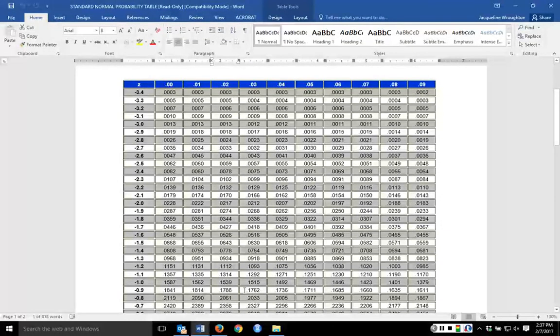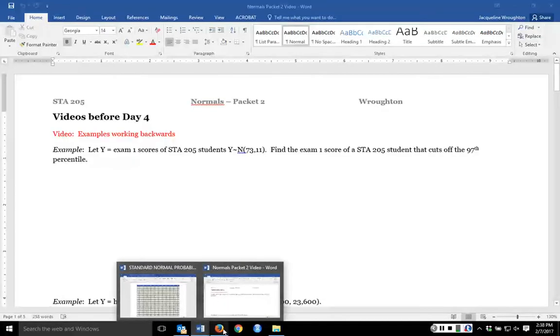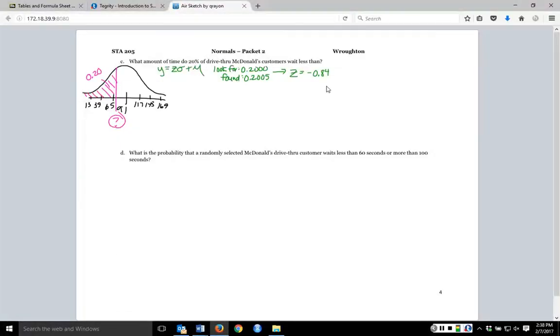So I find the closest thing, it looks like it's this 0.2005. But again, that's just our actual probability. I need to use that to find my z by finding the row and column. So it is negative 0.84. So we have our z.